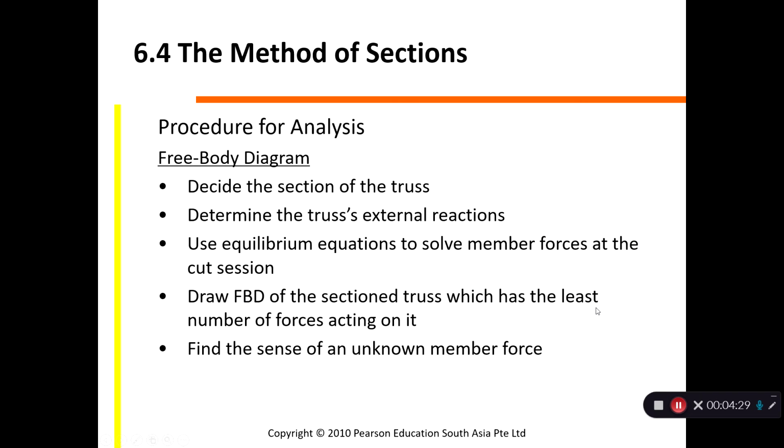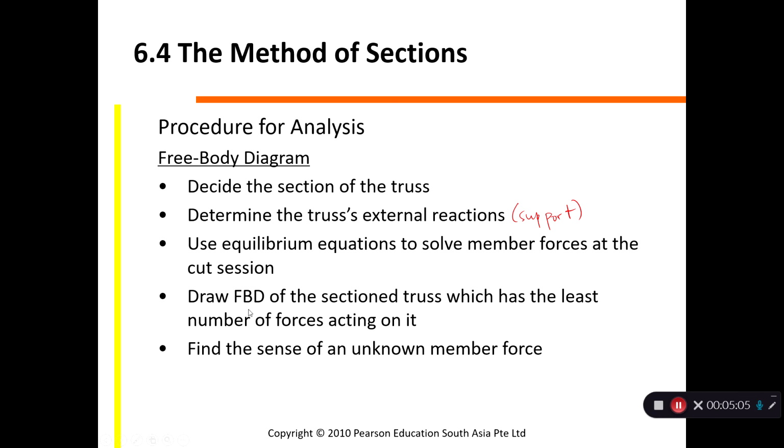The procedure is, first we decide the section of the truss. Where do you want to cut the truss? This depends on what you have to solve for, so it depends on the question. Next, we determine the truss's external reactions, which are the support reactions. After you cut, what are all the external reactions? Then we use equilibrium equations to solve: sum of F in the X direction equals 0, sum of force in the Y direction equals 0.